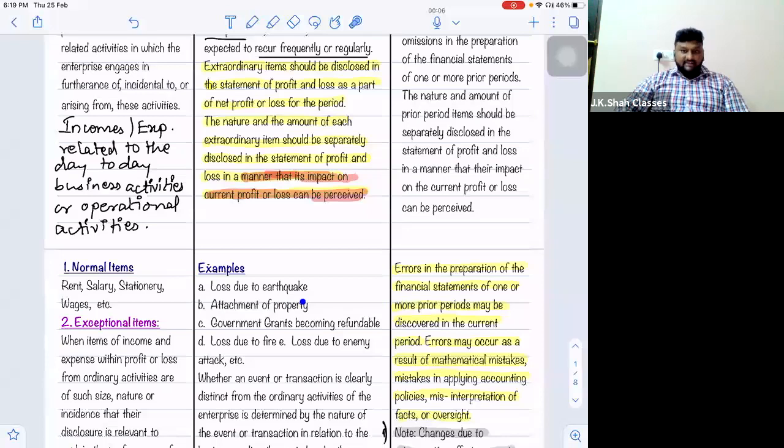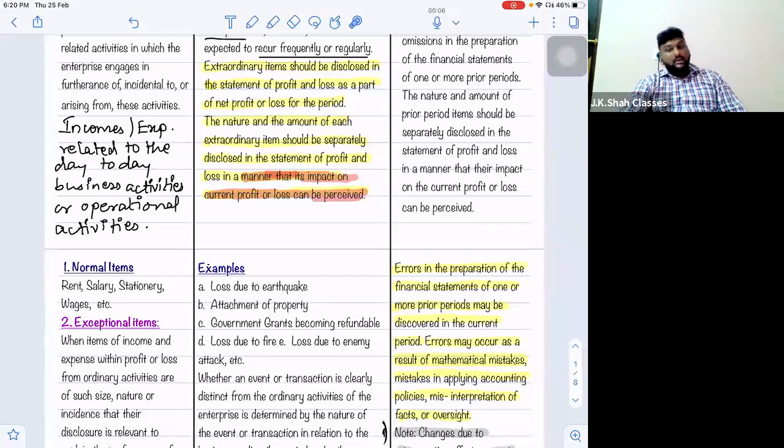Government grants becoming refundable. We'll be learning about refund of government grants in detail when we do AS12. But sir, one simple point I would like to raise. If you're getting a grant from the government, it is always subject to certain conditions. If you don't fulfill the conditions, the grant becomes refundable. Conditions will be completely dependent upon the agreements between you and the government. Then loss due to fire, loss due to enemy attack. These are certain examples with respect to extraordinary items.